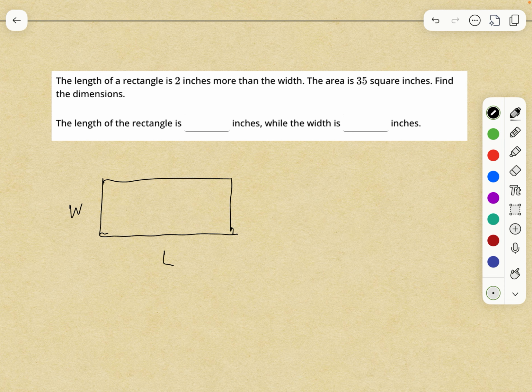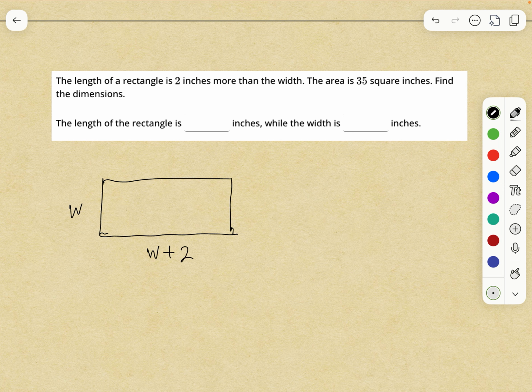two. Right now we have L and W, but if you read the first sentence, the length is 2 inches more than the width. So what that means is, okay, the length is longer, right? It's 2 inches more than the width, meaning that if you take the width and add 2, you get the length. So let's just replace the L by W plus 2 because that's the length.